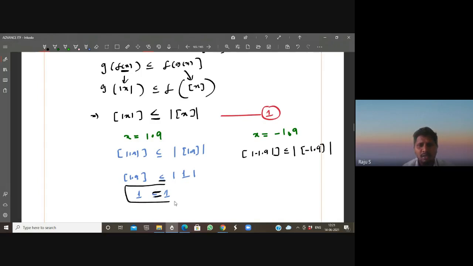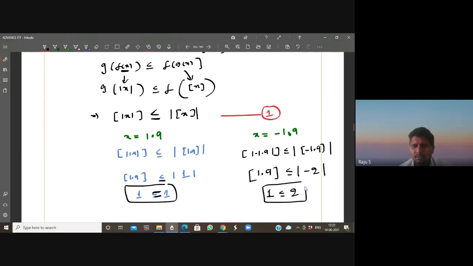Okay, we got equal when I take a positive value. When I take a negative value, can anyone tell what is the modulus of minus 1.9? Shall I take plus 1.9? Plus 1.9 lesser than or equal to modulus. Greatest integer of minus 1.9 is clearly equal to minus 2, modulus minus 2. Here greatest integer of 1.9 is clearly 1, lesser than or equal to 2.